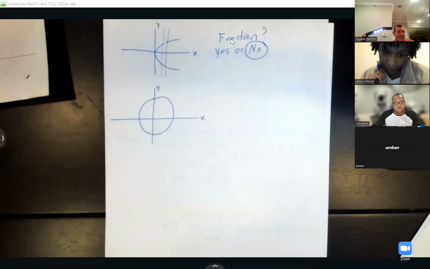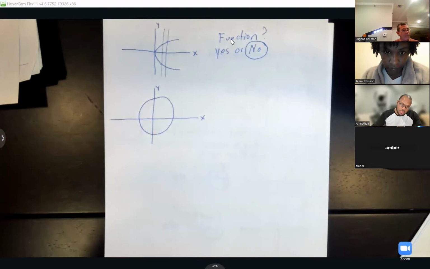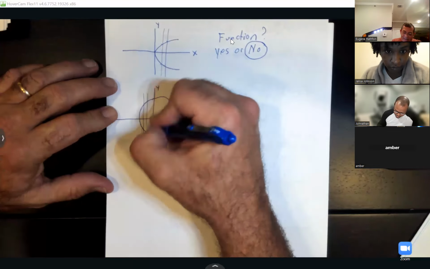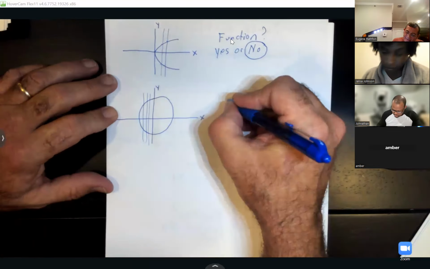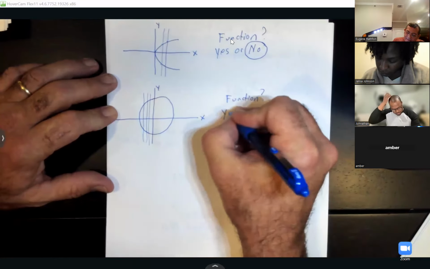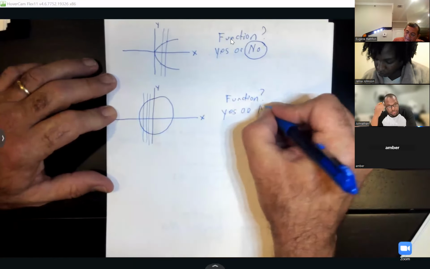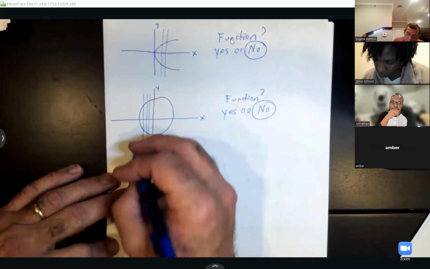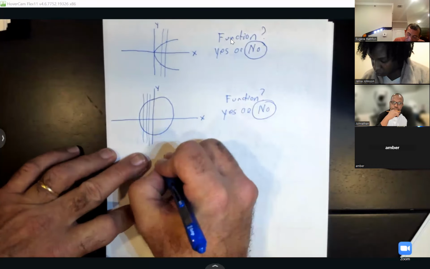What about our friend the circle? No, because he's violating everywhere, y'all. He's got vertical lines hitting everything. So function on that one was definitely a no. All right, so I'll try one more to mess with y'all, and then that's about it for our notes.